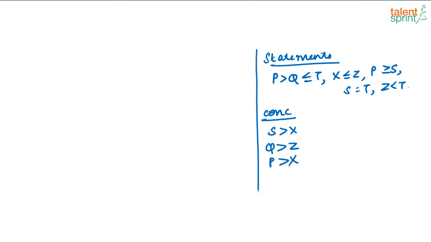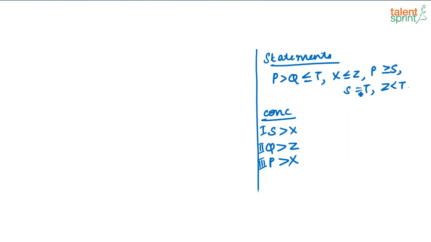You had to see which conclusions follow, okay. Now how do you see? See, first conclusion, okay, is you have to find out the relationship between S and X. So how do I find out the relationship between S and X? See, I know S is equal to T and I know the relationship between P and T. So obviously I can find out the relationship between S and X, correct?